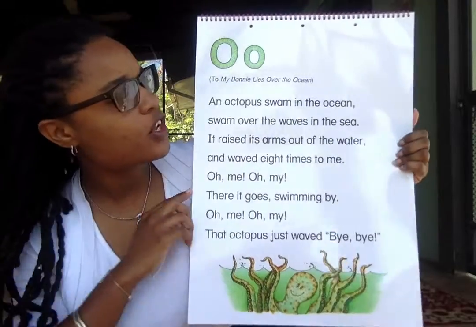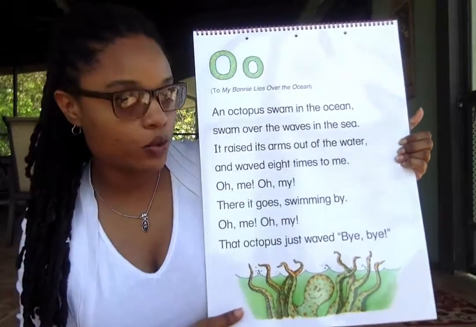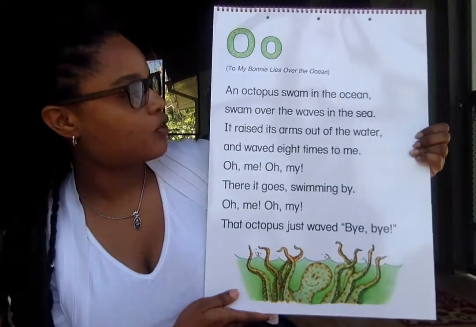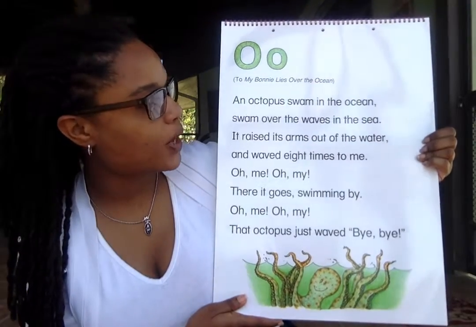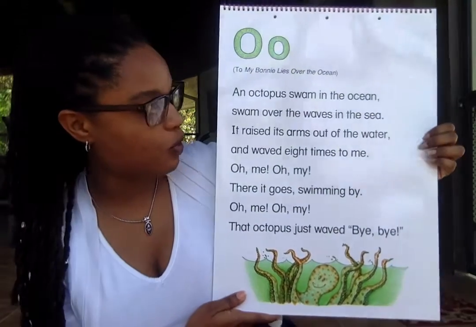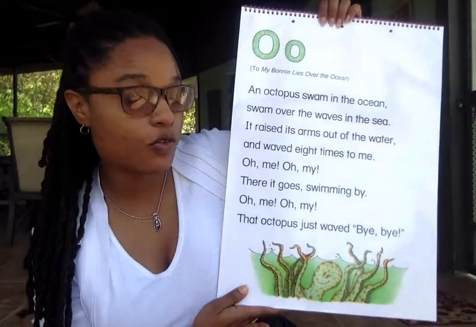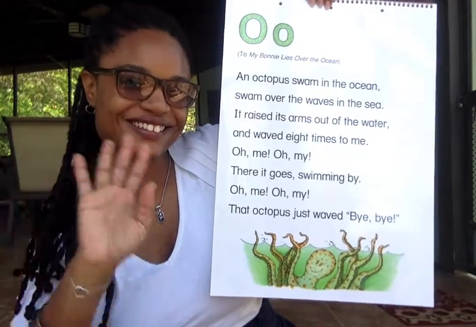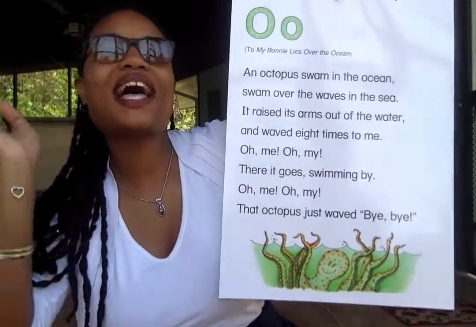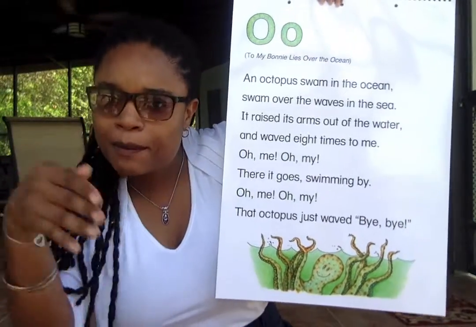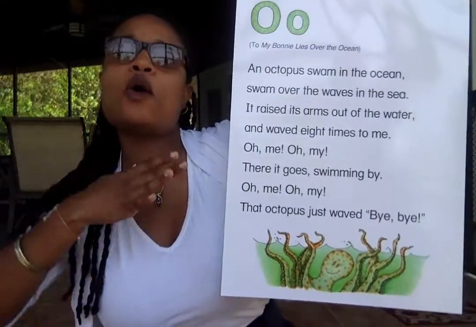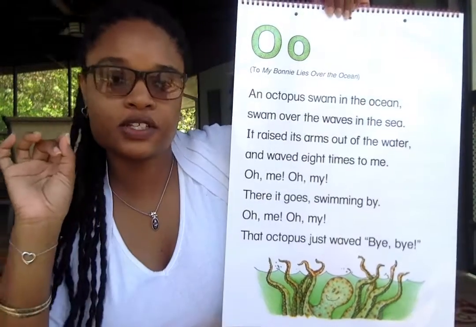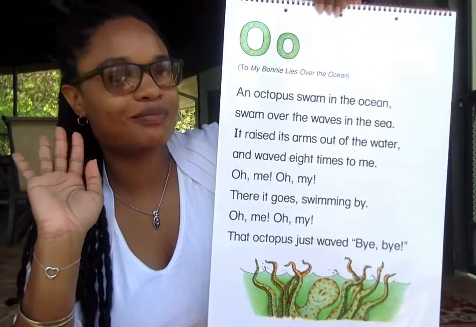An octopus swam in the ocean, swam over the waves in the sea. It raised its arms out of the water and waved 8 times at me. Oh me, oh my, there it goes swimming by. Oh me, oh my, the octopus just waved bye-bye.